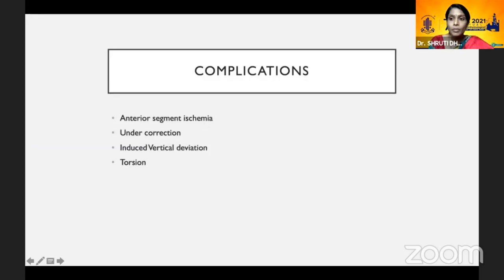So the usual complications of transposition surgeries are, of course, anterior segment ischemia when we handle too many muscles, which is very important to assess before we start choosing what muscles we're going to transpose. Undercorrection is a common fallout of transposition surgeries. It's almost never enough. Induced vertical deviations are another issue, and torsion is something we'll have to keep in mind.